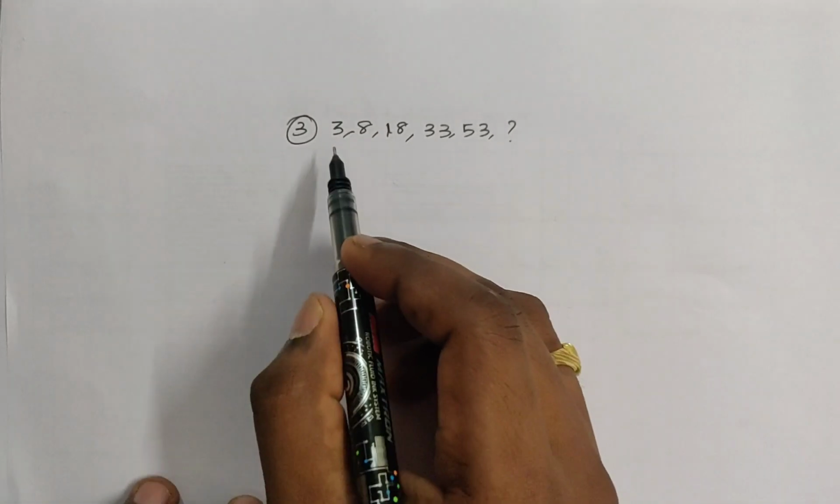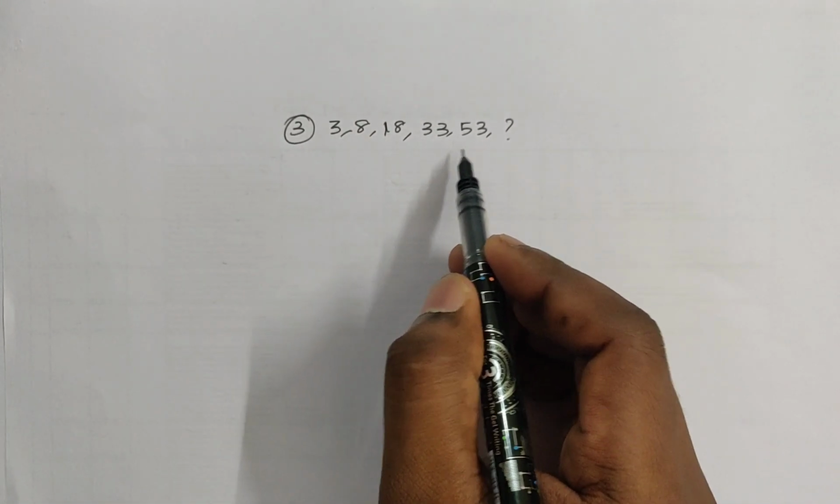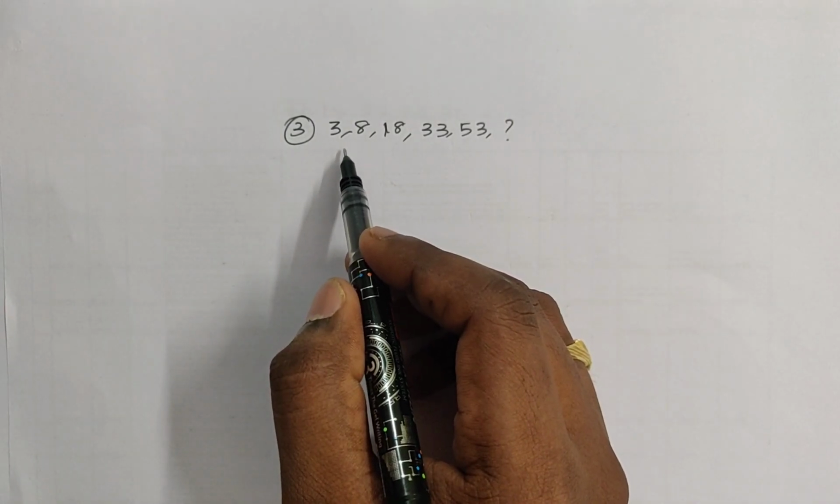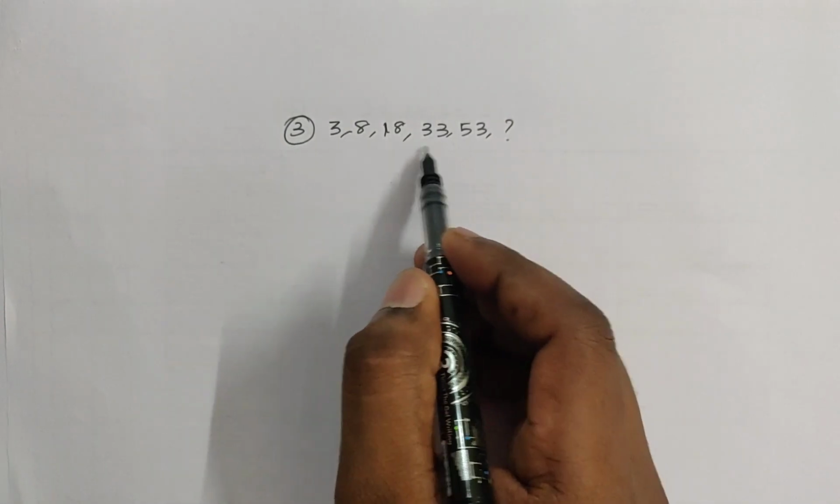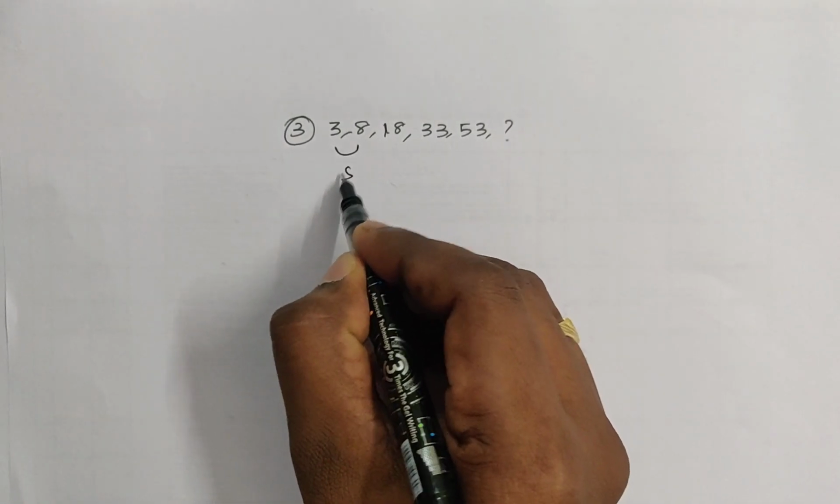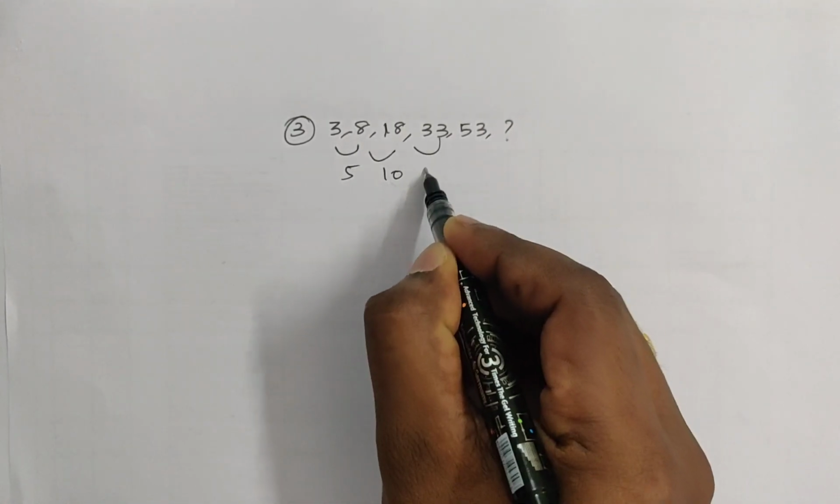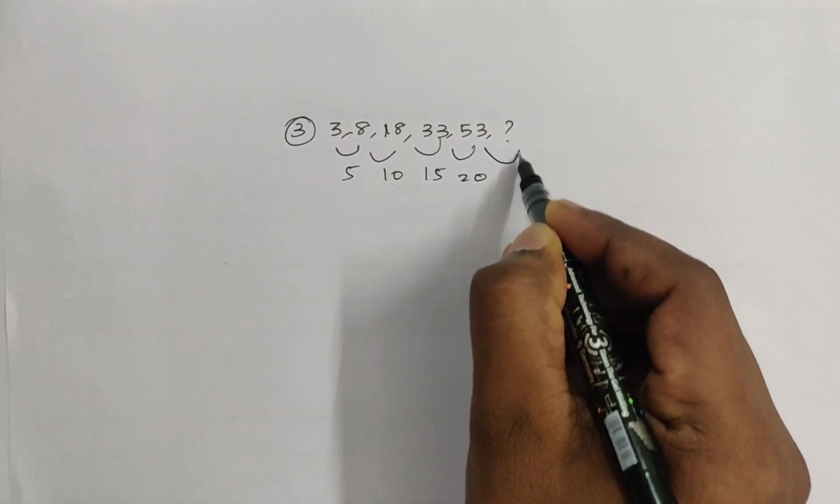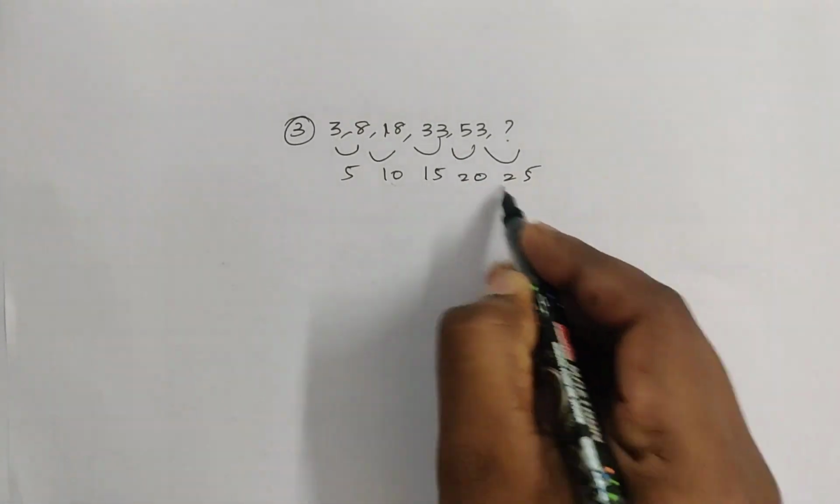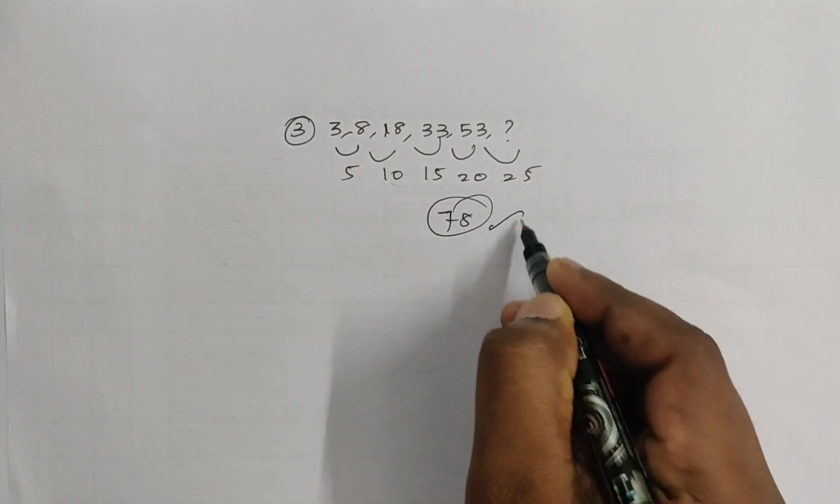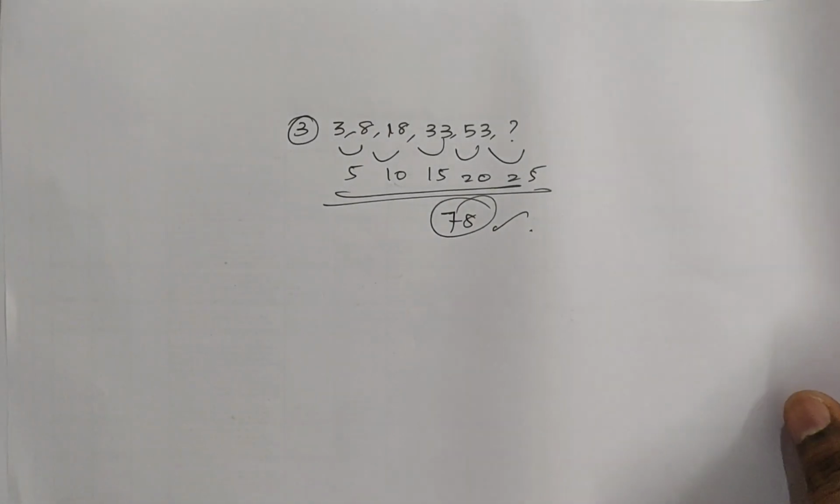So the next question is 3, 8, 18, 33 and 53. We can go for the difference here. So 5, 10, 15, 20 and 25. This is a much easier question. So the answer for this question will be 78. This is a direct subtraction kind of question.